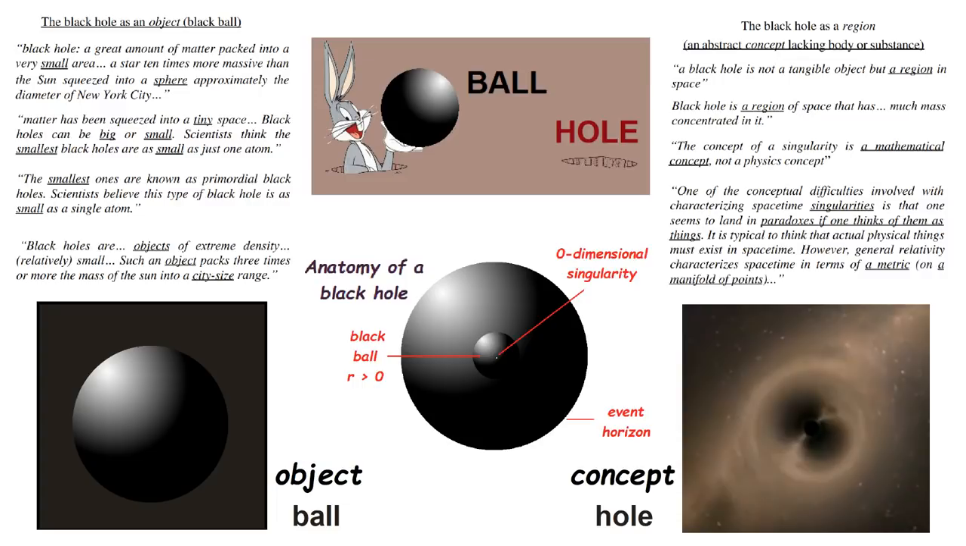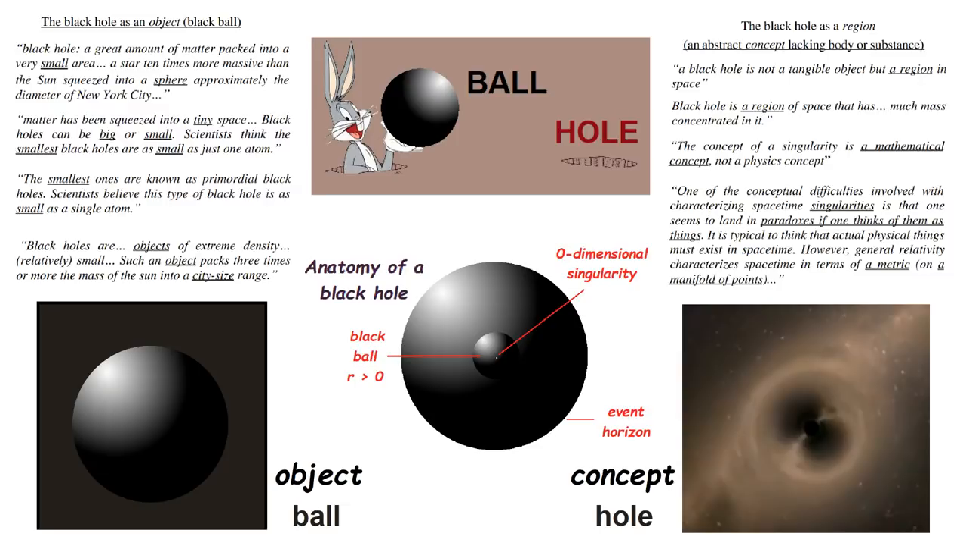They'll talk about an object, they'll talk about city size. So we're talking about something greater than zero, diameter greater than zero, radius greater than zero. On the other side, we have the Max Planck Institute, and they say a black hole is not a tangible object, but a region in space. Well, obviously, a region is not the same thing as a standalone ball.